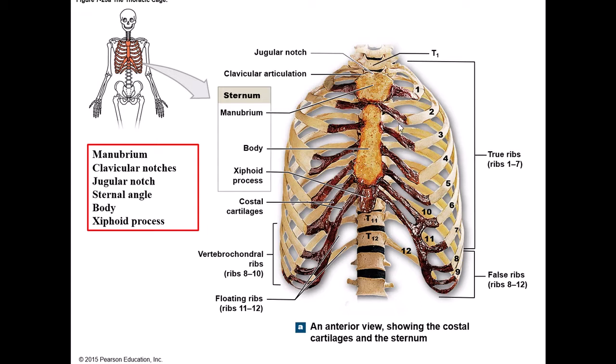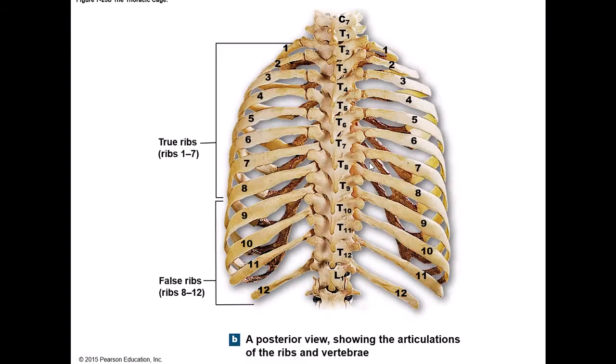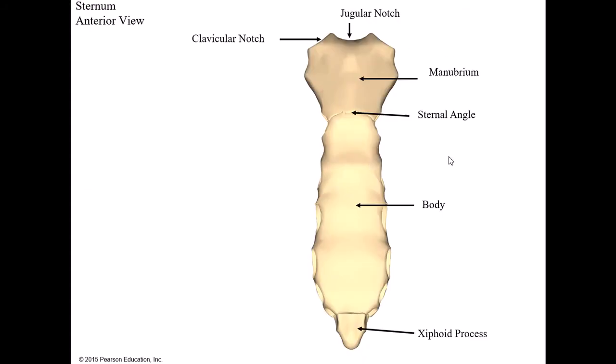These darker areas, these are costal cartilages, right? They're made of hyaline cartilage. And then over here, this is going to be our sternum. Let's take a look at the parts of the sternum. So this top part that I want you to know is called the manubrium.